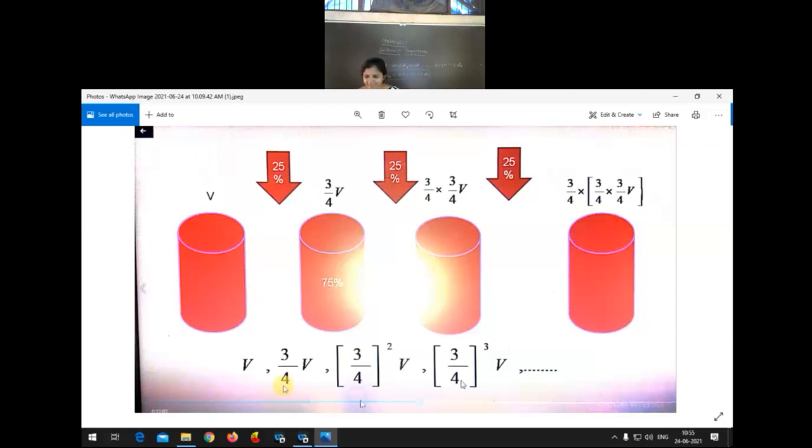Whether it forms an AP, just by looking at the sequence we can conclude that this does not form an AP, because 3 by 4 V minus V and 3 by 4 whole square V minus 3 by 4 V will not give the same difference. So that's why this sequence does not form an AP.